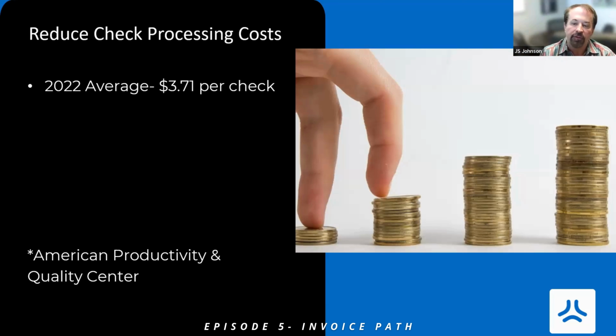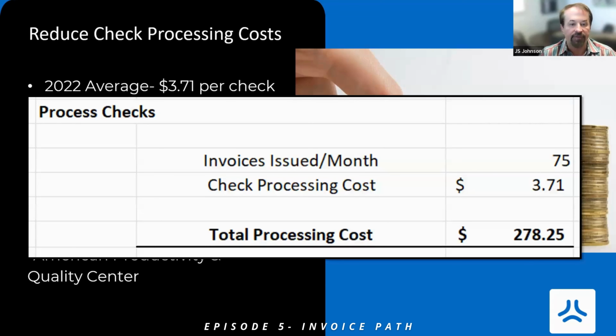Now, for the record, this is the same company that we looked at in the previous slide. In this instance, they're issuing 75 checks, and they're bringing in checks. So here are the results, okay? 75 checks a month, we do the math times $3.71, and we're just north of $278.25 a month. Add those two things up, and it's a significant amount of money. So let's go over to our tool, and I'm going to walk you through a real life scenario here.